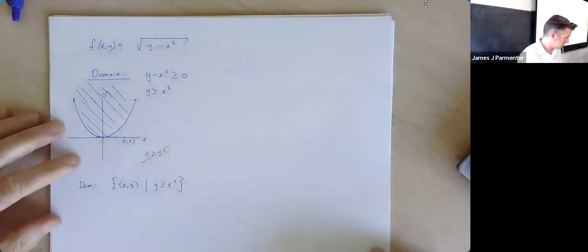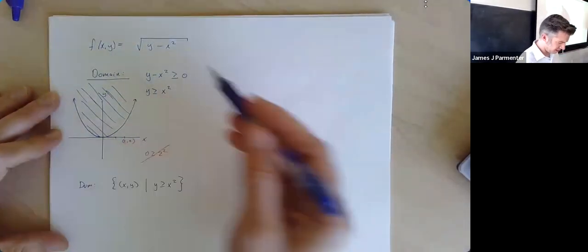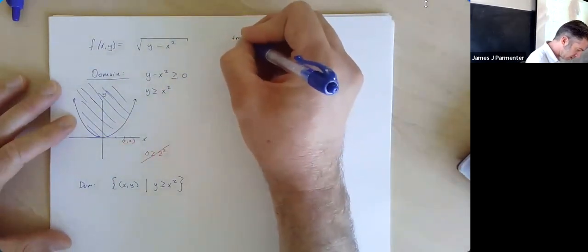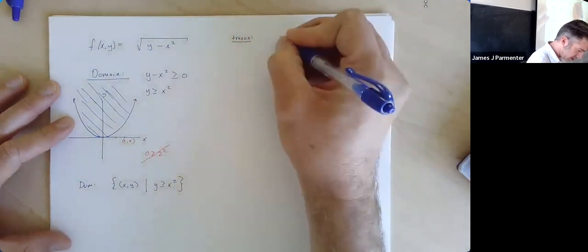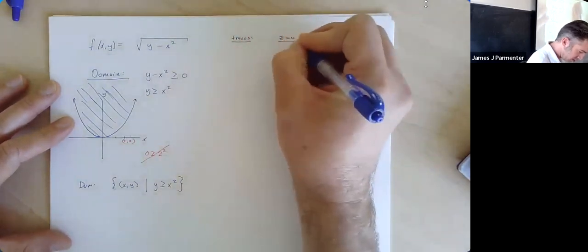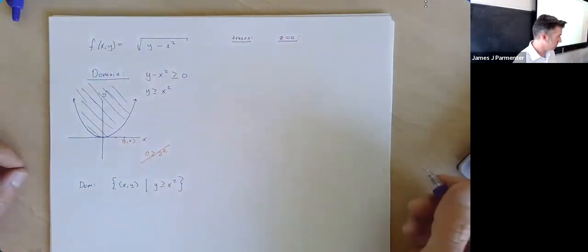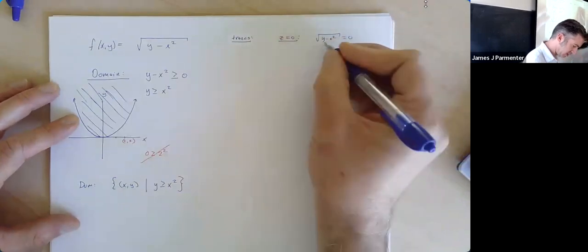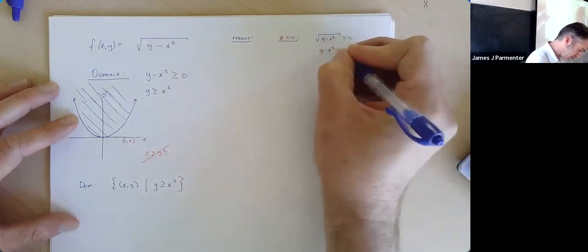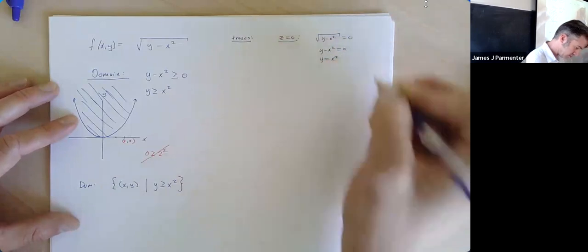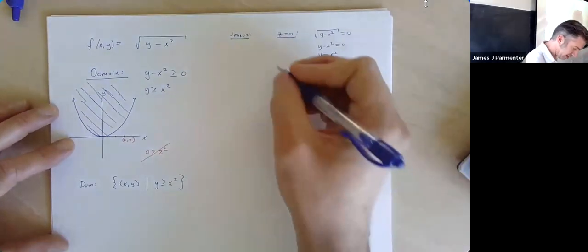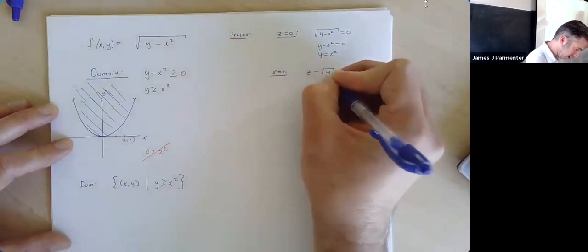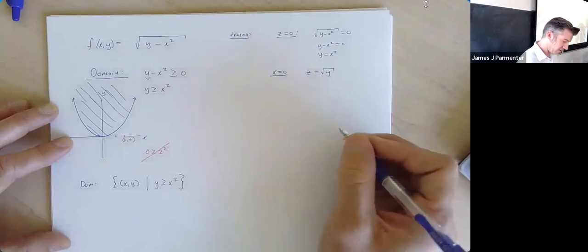Okay, let's talk about the graph. This one's a little different. I might start by finding my traces. If I let z equal 0, I do in fact get y equals x squared, because I get the square root of y minus x squared equal to 0, which just means the inside has to be 0. And if I set x equal to 0, I get z equals the square root of y, which I could graph.